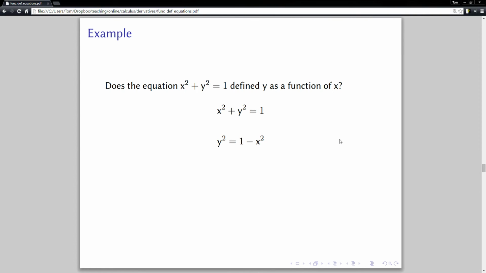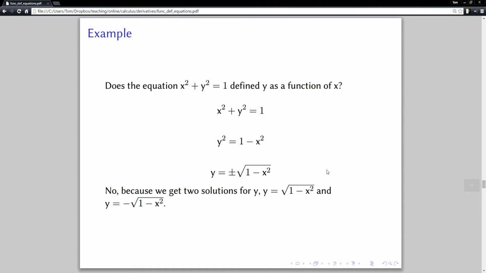So the very first thing I would do is subtract x squared from both sides. Get y squared equals 1 minus x squared. And then to solve for y, I would square root both sides, but don't forget that there are two solutions, the plus solution and the minus solution. And so again, we would say the answer has got to be no to the original question, this equation does not define y as a function of x, because we get two solutions for y: y equals the plus square root of 1 minus x squared, and y equals minus square root of 1 minus x squared.